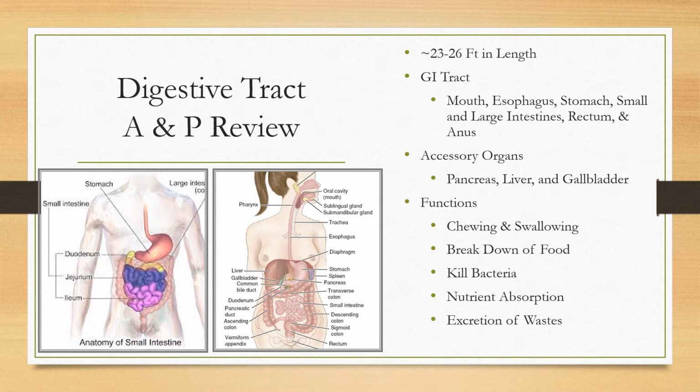So what other functions? Chewing and swallowing, breakdown of food, that's digestion, right? The stomach has chemical and mechanical breakdown. So the stomach churns the food with its muscle layers. It also has chemical breakdown of food.